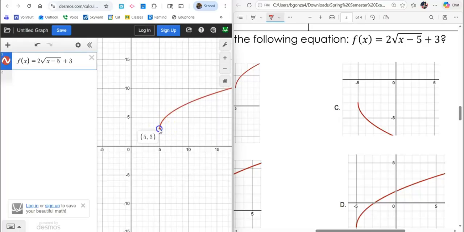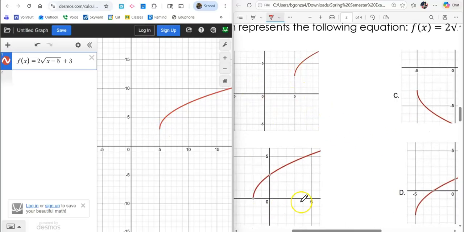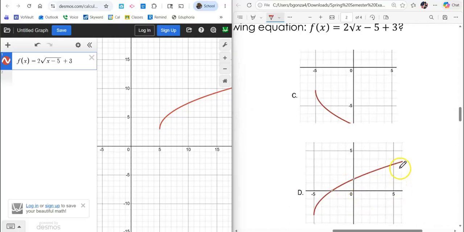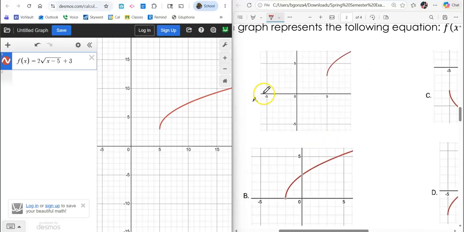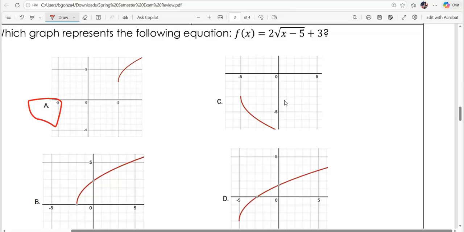Okay, so this vertex is at 5, 3. So which one has a point at 5, 3? Only one, A. 5, 3. So graph and check.